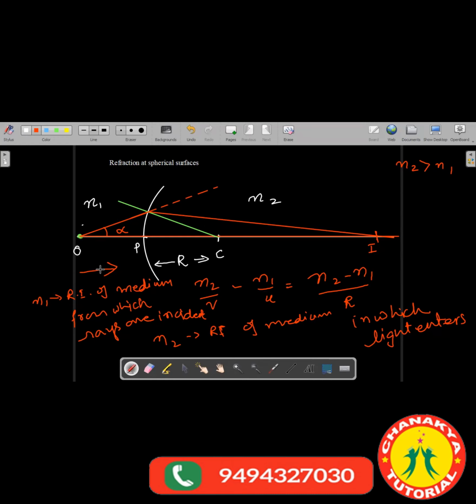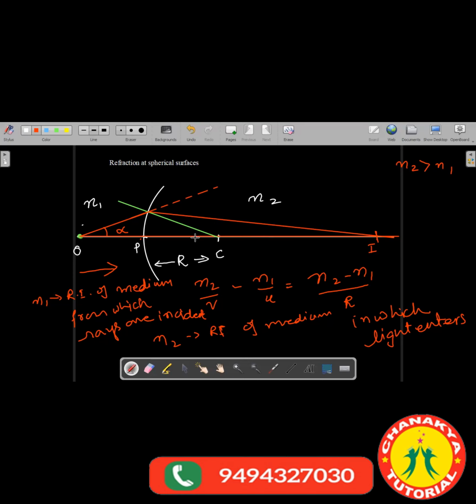So in this situation, if I measure the object distance, it will be measured as negative from pole to O, that is opposite to the direction of incident light, so that will be negative. If I measure the radius of curvature here, that will be positive. If I measure image distance, that will be positive. Sometimes it can happen that the radius of curvature is negative.